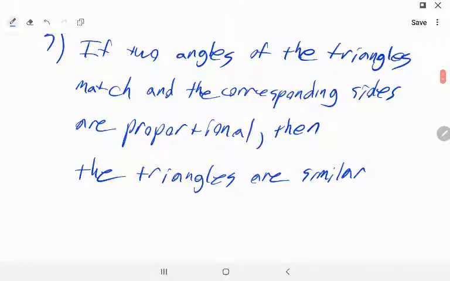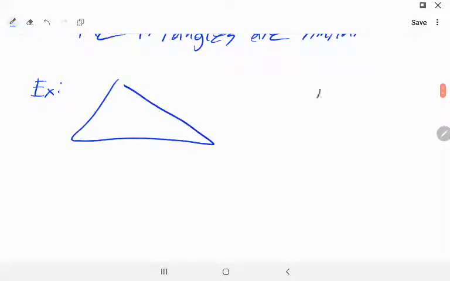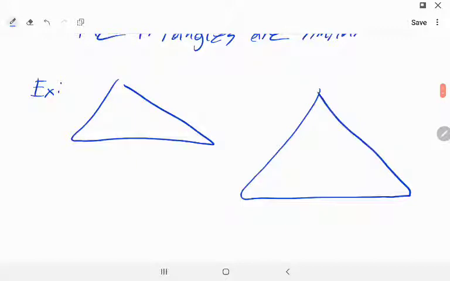So we notice that that first case is pretty straightforward. If we look at examples, if one triangle had angles of 45, 55, and let's make it 80, and then the other triangle has angles 55, 45, 80, we notice that those triangles have to be similar triangles.